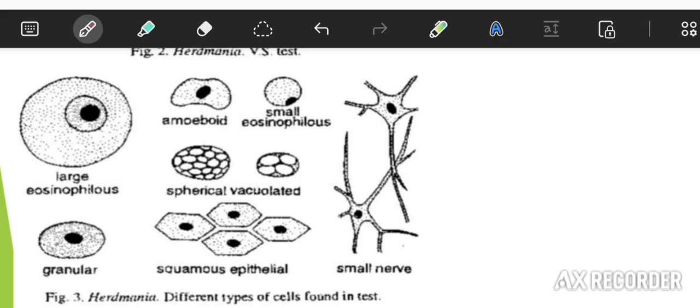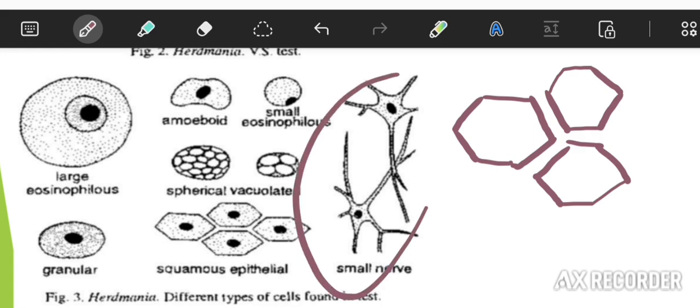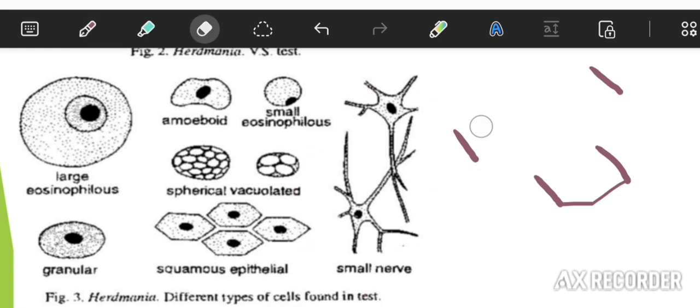This is the shape of squamous epithelial cells. In the epithelium present, there are these squamous cells. So this one is squamous epithelial cells. Like this, they are present in test. Okay. And these are the nerve cells, as I have already told you.